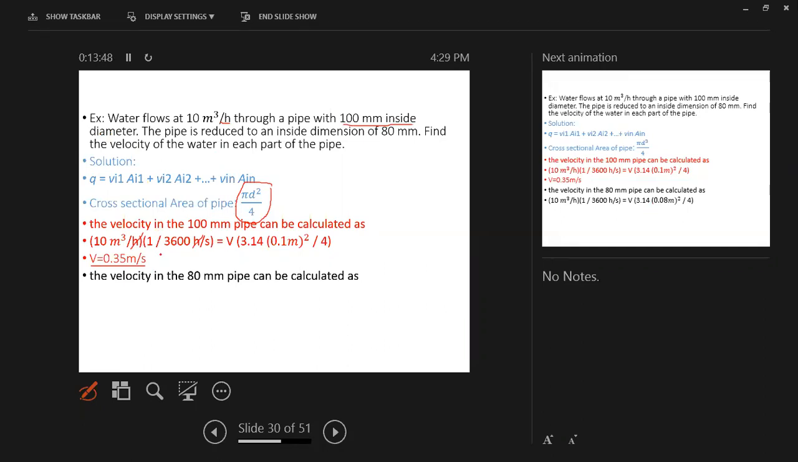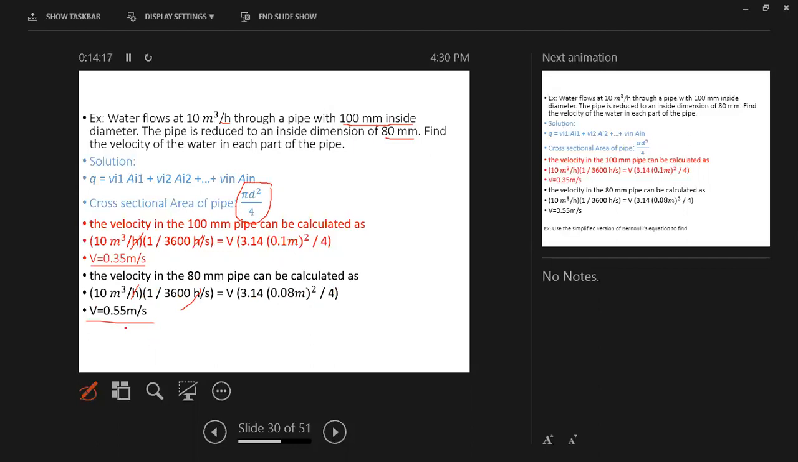pipe. What about for 80 millimeter? Again, for 80 millimeter, we are going to apply the same formula. So 10 meter cube per hour times 1 over 3,600 hour per second. Again, the hours are going to cancel each other out. So it's velocity times area. This time the diameter is 80 millimeters, so we're going to take 0.08 meter squared over 4. When we do this, we're going to find the velocity 0.55 meter per second.